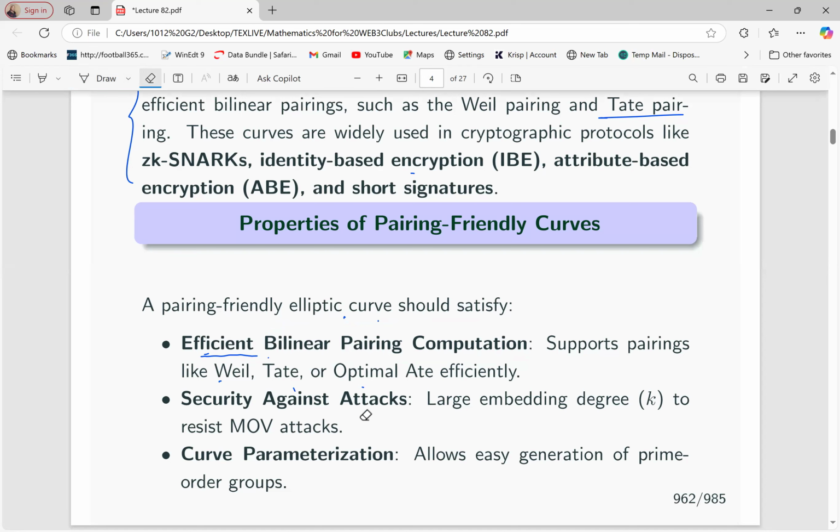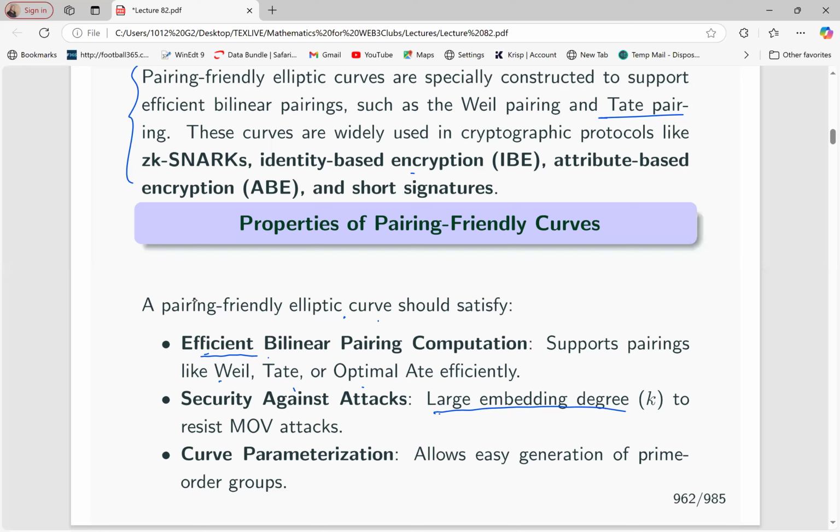And the other one is that they should have a large embedding degree, and the embedding degree here would assist to prevent against attacks.